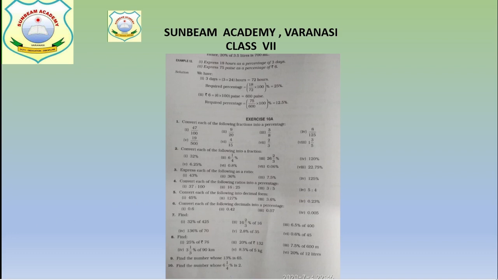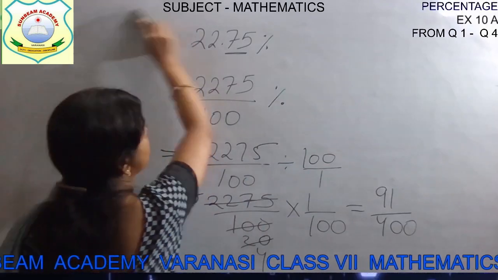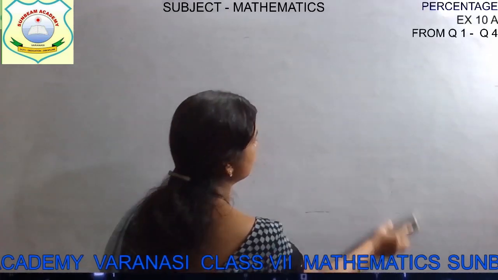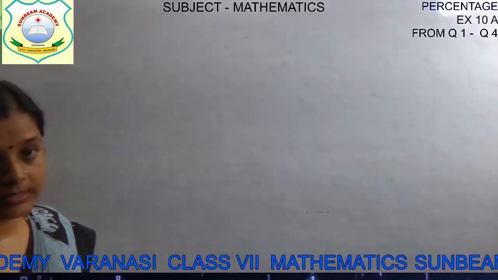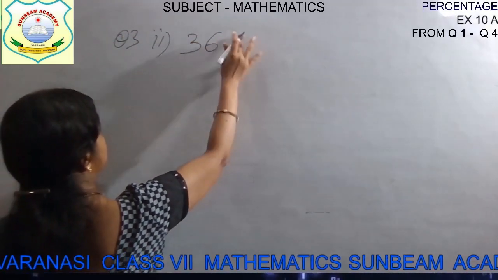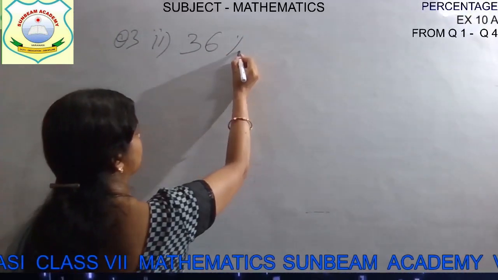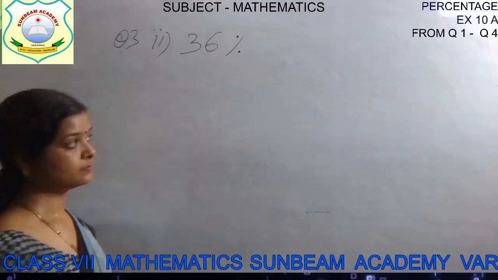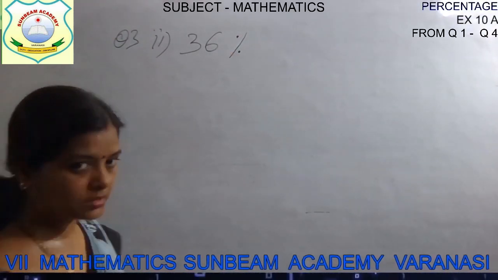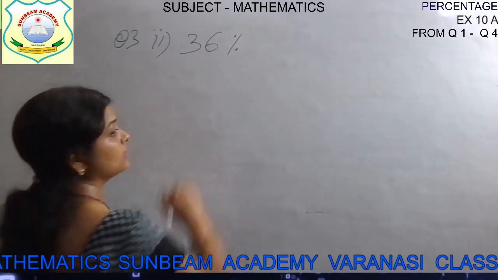Question number 3, 36 percentage. This we have to convert into a ratio. 36 percentage, children. Question number 3, second part. This is 36 percentage. Is the percentage sign visible? Yes, it is visible now.